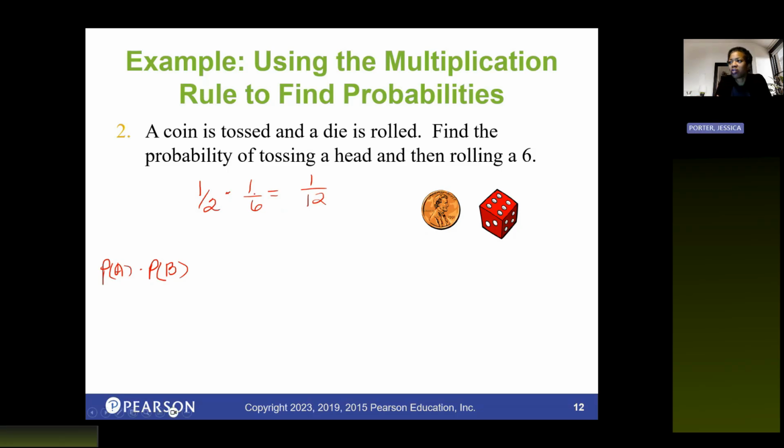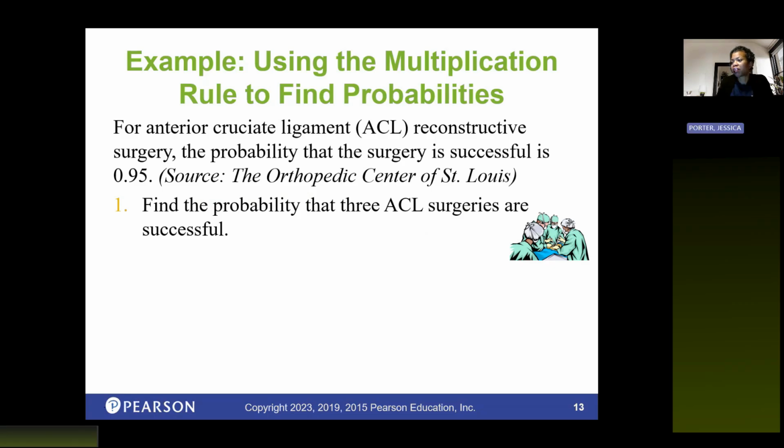And on these questions, usually they'll want you to enter the fraction, so you can leave the fraction there. If they ask you for a decimal, pay attention to how many decimal places you're going to go out. Going through this one kind of fast.